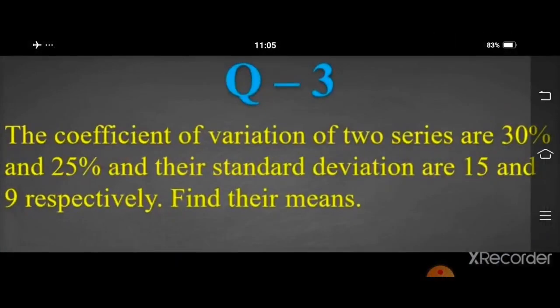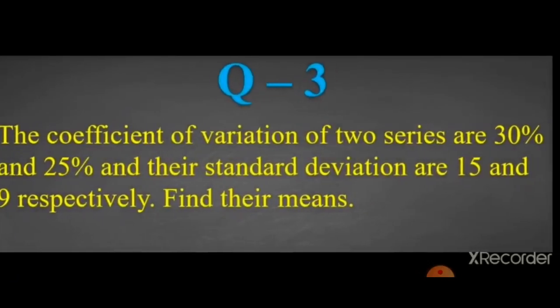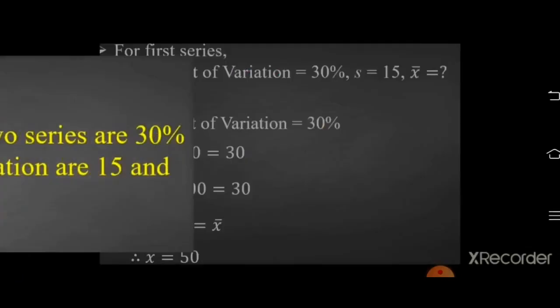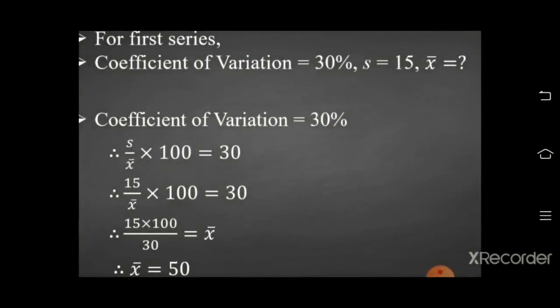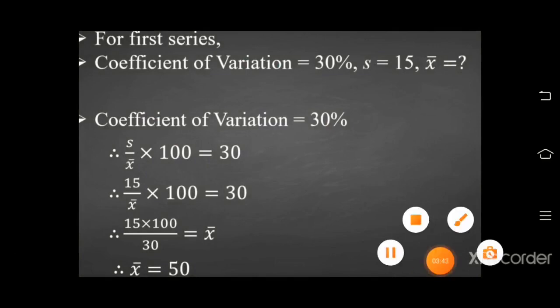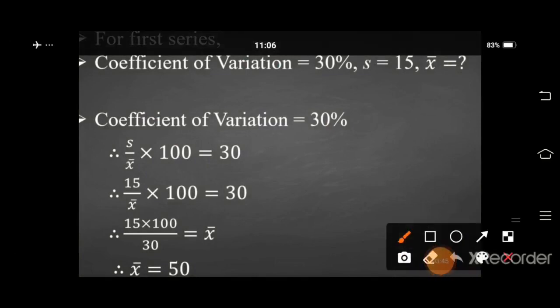Okay. Now sum number 3. The coefficient of variation of two series are 30% and 25%. Here they have given us the coefficient of variation, and their standard deviations are 15 and 9. Find their means. We have to find out the mean. Okay. Write down the first formula: standard deviation divided by mean into 100.